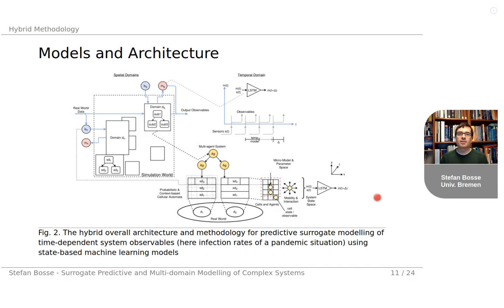Okay, this is the basic architecture that they are using: the spatially partitioned simulation world. Each partition, each spatial domain, is represented and controlled by an agent. And the agent can interact, for example, if people cross domains, leave one domain and enter another domain, for example traveling to other countries and so on. This is handled by the agent, and the agent collects the observables, the system observables, and he controls the cellular automaton.